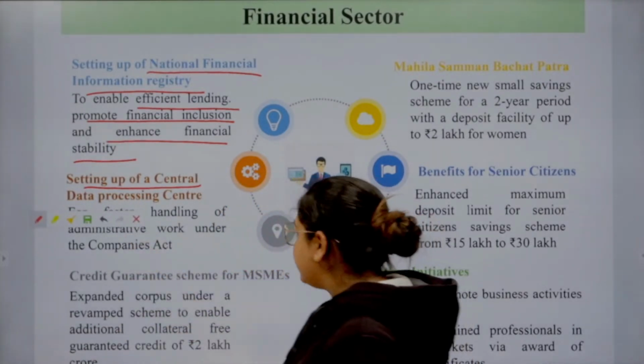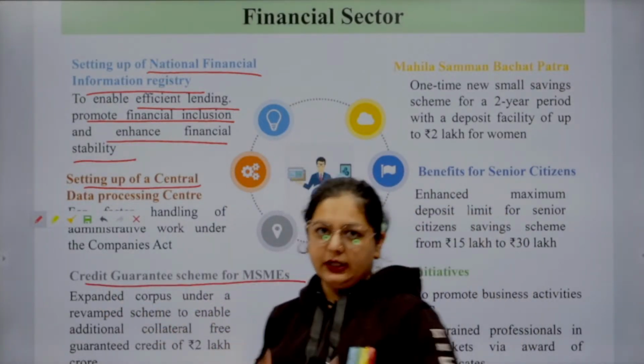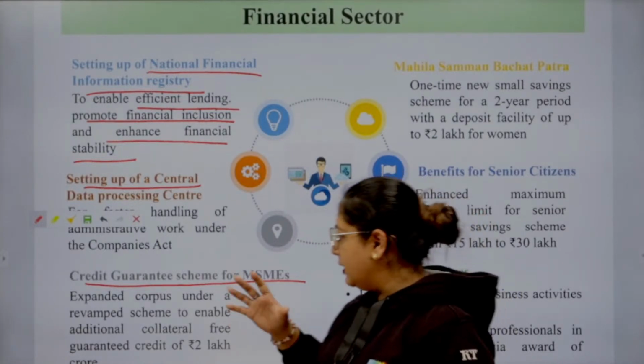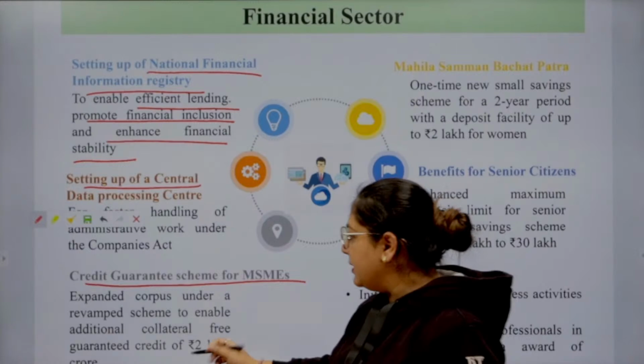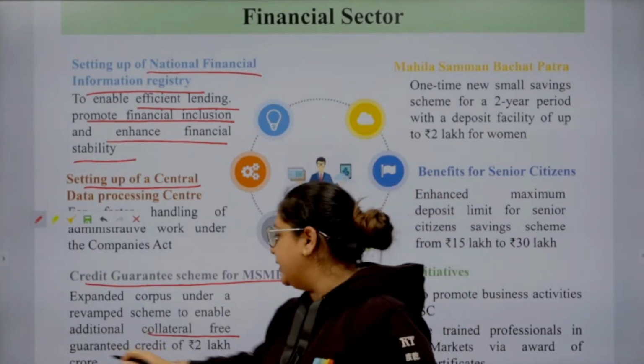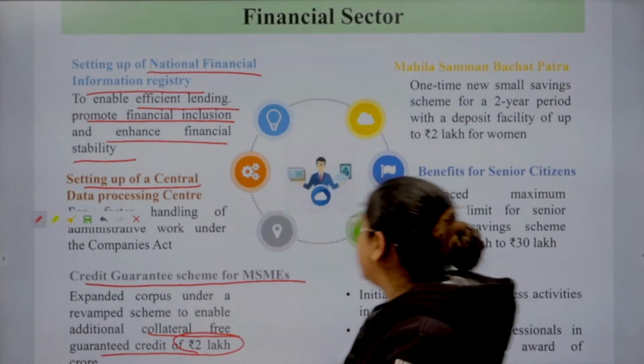under the Companies Act. The credit guarantee scheme for MSMEs, of course, the corpus has been expanded under this revamped scheme to enable additional collateral-free guaranteed credit of rupees 2 lakh crore given to the MSME industries.